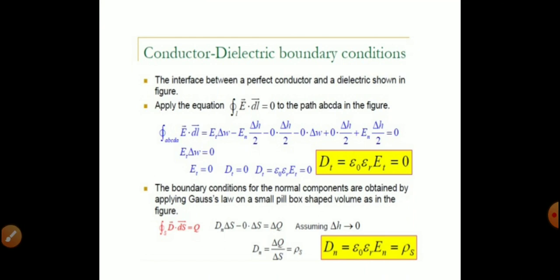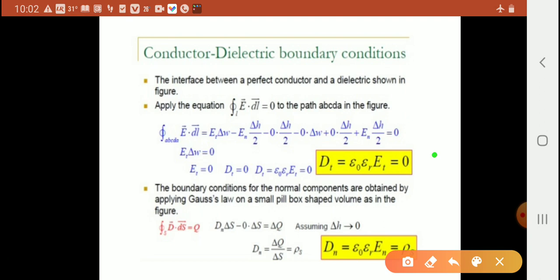Conductor dielectric boundary condition: the interface between a perfect conductor and a dielectric is shown in the figure. Applying the same process to this figure, we calculate the tangential flux density and normal flux density.